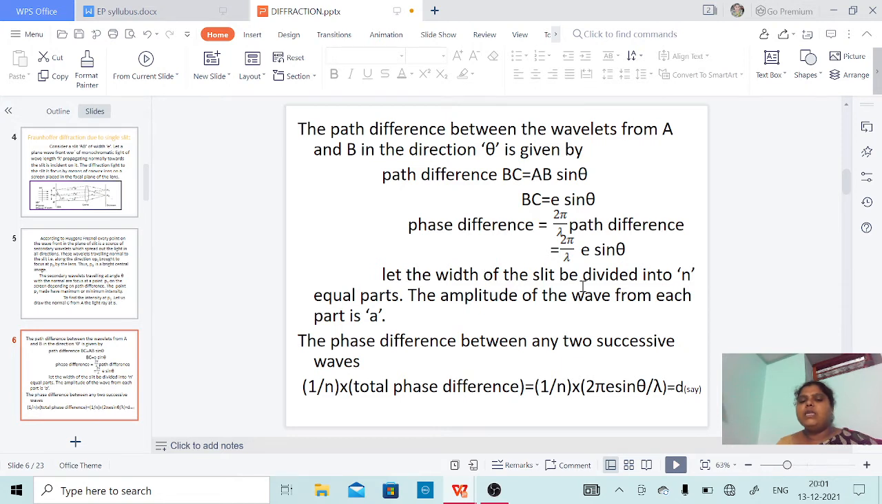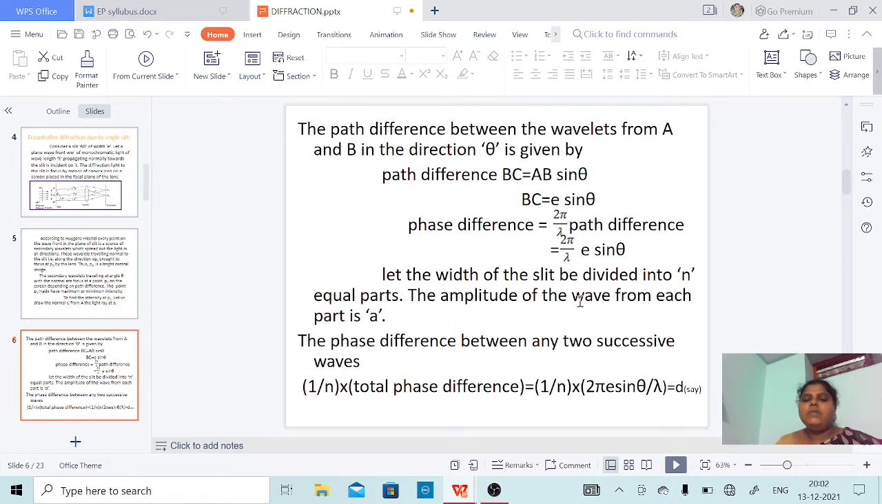Let the width of the slit be divided into n equal parts. So the amplitude of the wave from each part is a. The actual slit width is e. Now, what we are doing here: the width of the slit is divided into n equal parts, and the amplitude of the wave from each part is a.